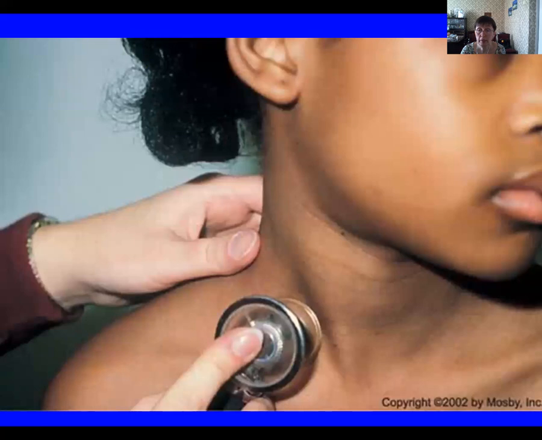Well, we proceed with auscultation of the vessels, and here you see auscultation of the jugular vein on the right side, and during this we expect to hear the venous hum, the so-called murmur over the veins in anemia.